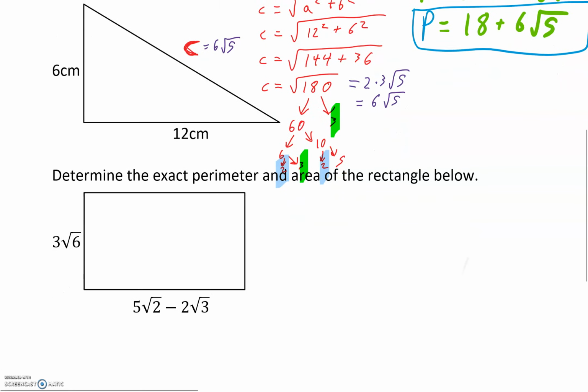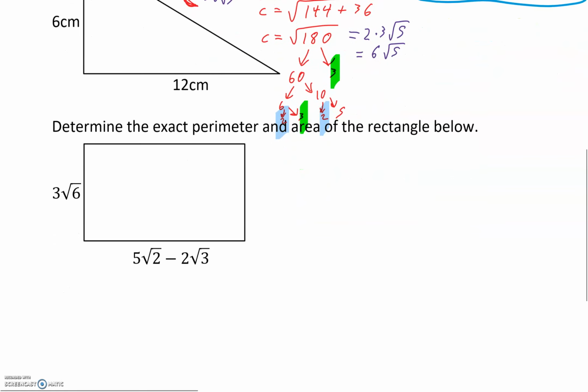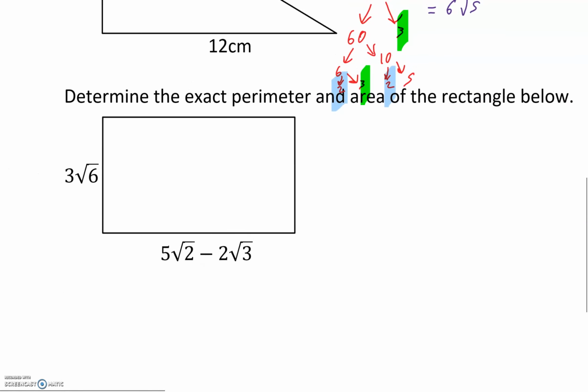All right. And here is our last question for this video. If you can do this yourself, please pause the video, try it out yourself, and then watch to see if you get the same answer I do. So we're looking for the exact perimeter and area of the rectangle below. Area is usually a little bit simpler because we're just going to multiply this and this.